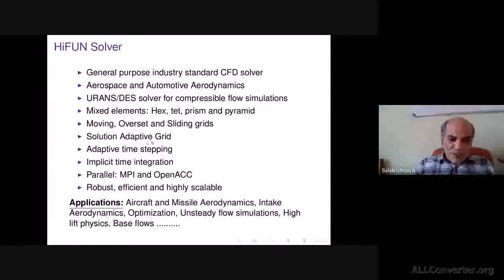It has a solution adaptive capability. I'm not getting into the detail. It also has what is called adaptive time stepping. Typically, when you are using an unsteady calculation, it uses implicit time integration, which is what gives it the robustness. And more importantly, it is parallel. There is a parallel algorithm that we have designed for this code. These parallel algorithms are very good, and what we have designed is very well known throughout the world.